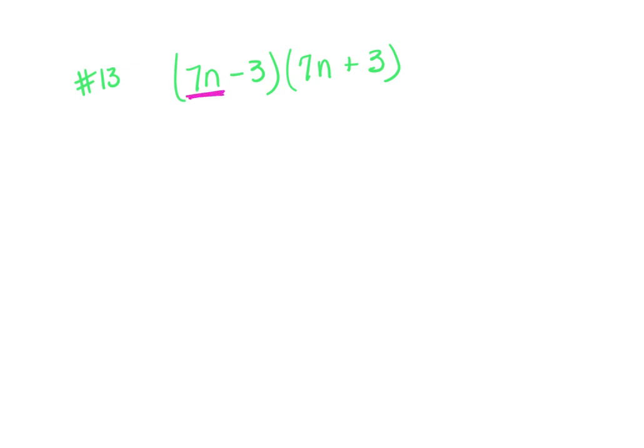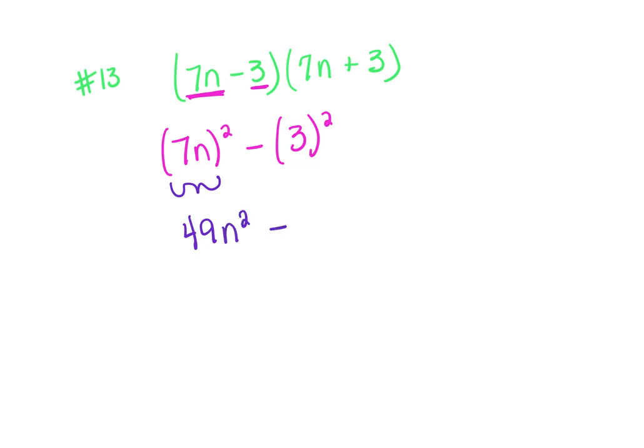You take this one and you square it. And you subtract this one if you square it. That's what it will always end up being. So when you square this, you end up with 49n squared minus, when you square this, you end up with 9. And we're going to do the same thing to the numbers that we have below.